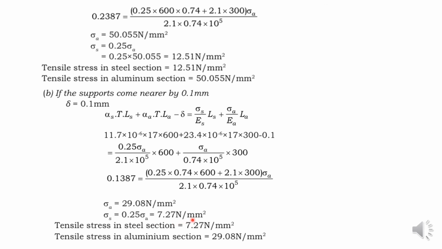So there are two cases given in the question: the first, if there is no yielding, and the second, if the supports come nearer by 0.1 mm. In the first case we equated the total contraction to the expansion due to pull. In the second case we have to consider the yielding of the support, that is 0.1 mm. So the final answer for the tensile stress in the steel section is 7.27 Newton per mm square, and the tensile stress in the aluminium section is 29.08 Newton per mm square.